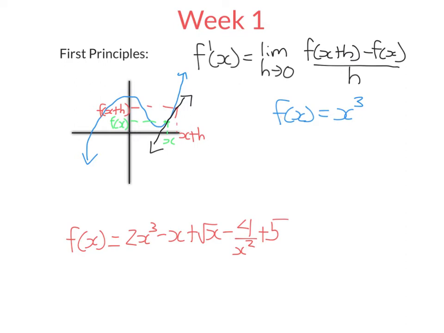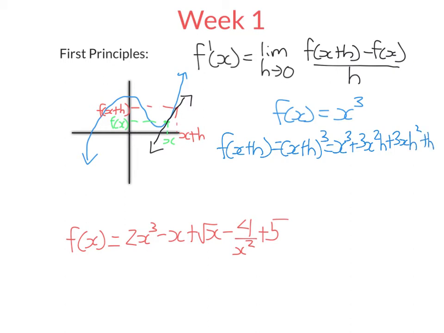So if I want to differentiate this using first principles, first I need to find f of x plus h. To do that, I take my x and everywhere I see an x, I replace it with x plus h. So now I'm going to expand this. You might need Pascal's triangle to help you find the coefficients, but I get this, and then I'm going to substitute into this formula here. So I have the limit as h approaches 0 of f of x plus h minus f of x over h.